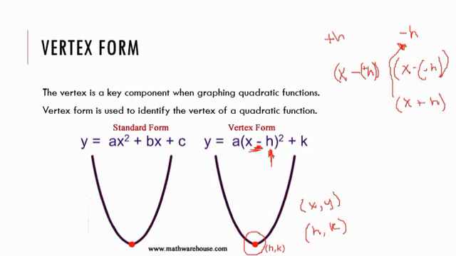Okay, and then moving on, k is on the outside of the parentheses. It's at the very end of the equation, and if k is positive in the equation, it's positive in the vertex, and if it's negative in the equation, it's negative in the vertex.